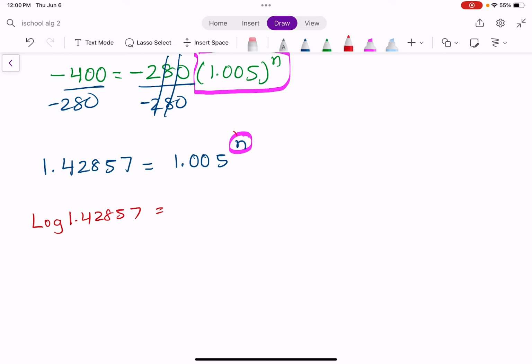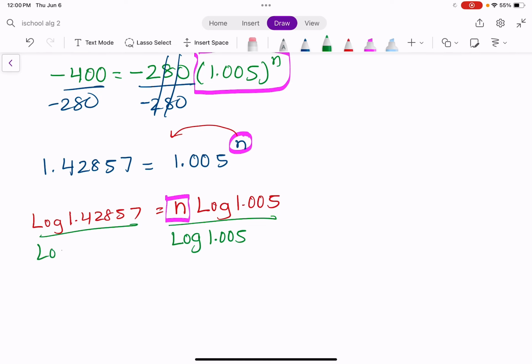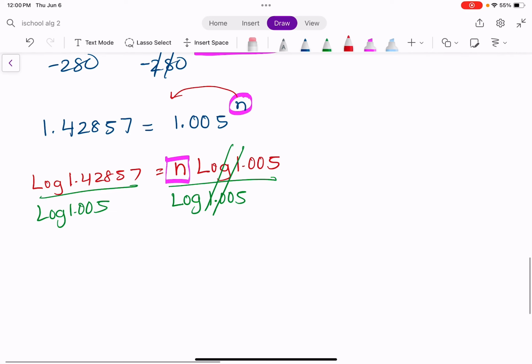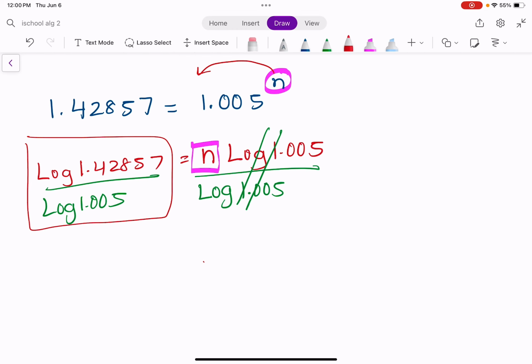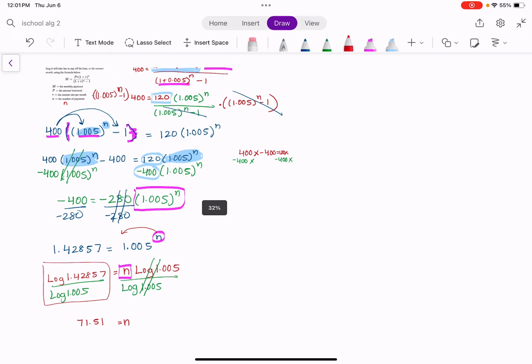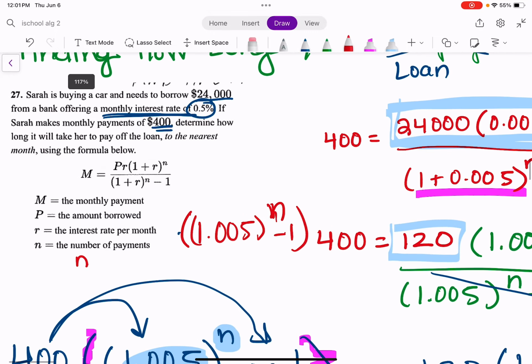When I take the log, the n moves to the front. So I have n log 1.005. Now I need to solve for n. I want that by itself. So I'm going to divide both sides by log 1.005. Cancel these out. And now you can just put this in your calculator, right? So that's going to give me n is going to equal 71.51. I think that goes on, but we're trying to round to the nearest month.